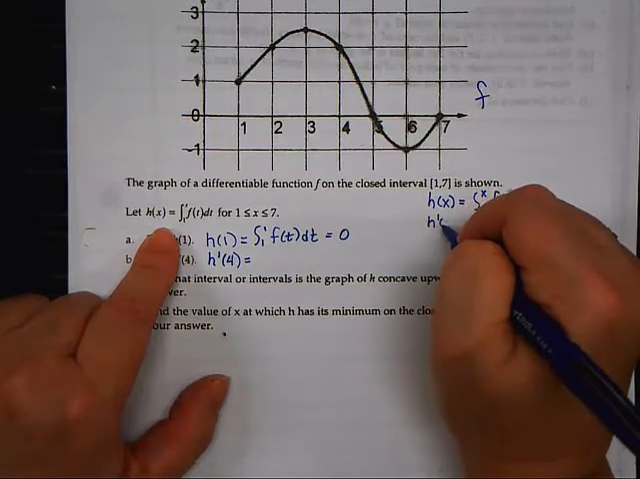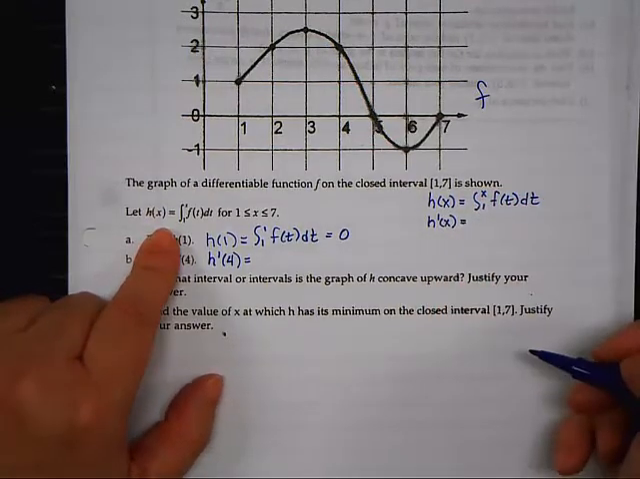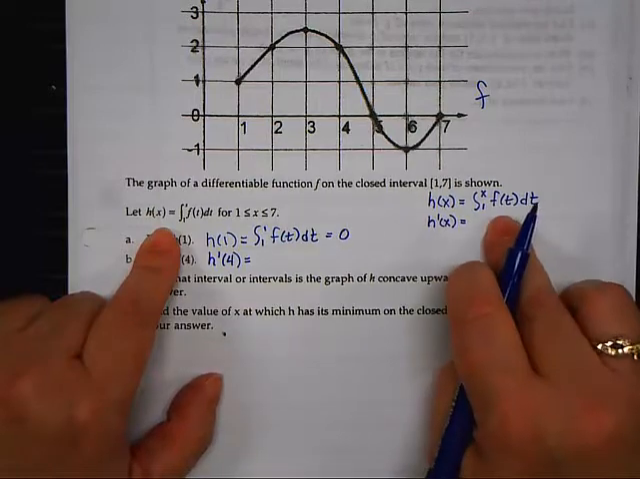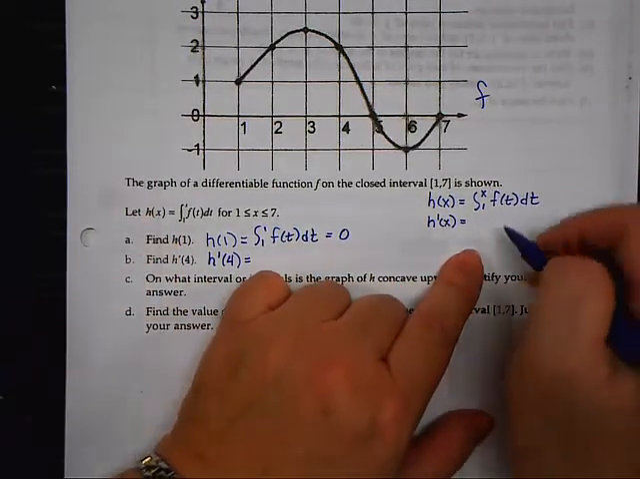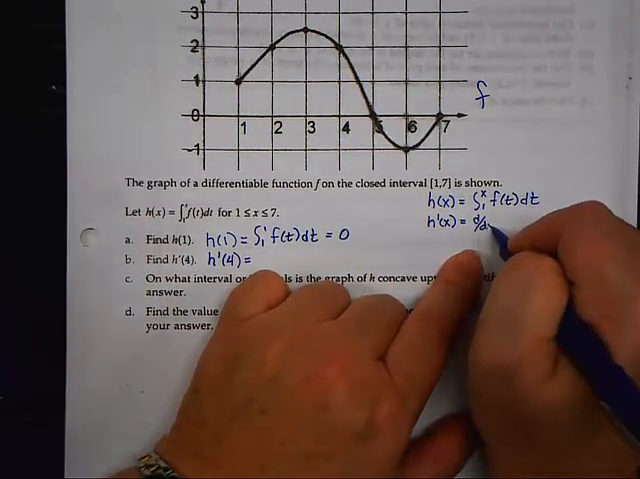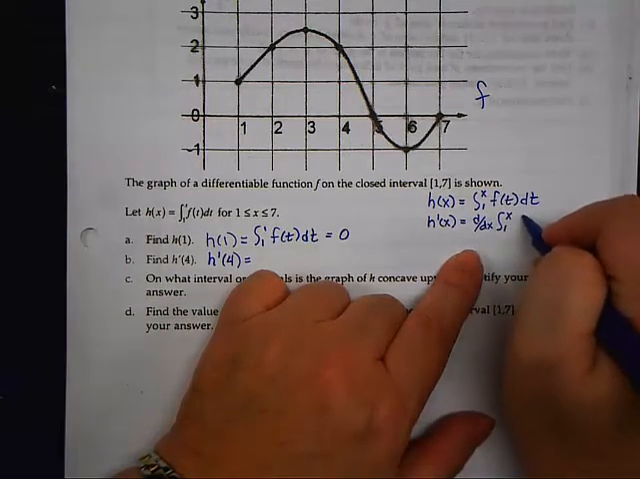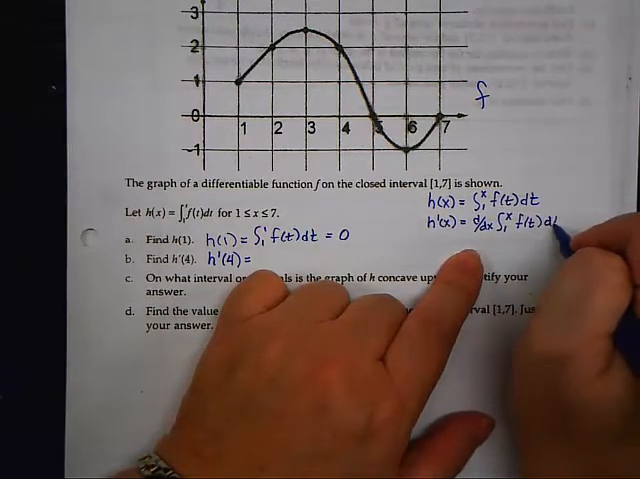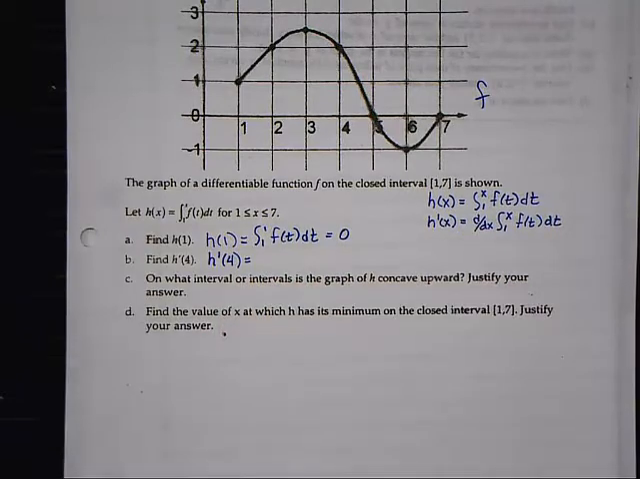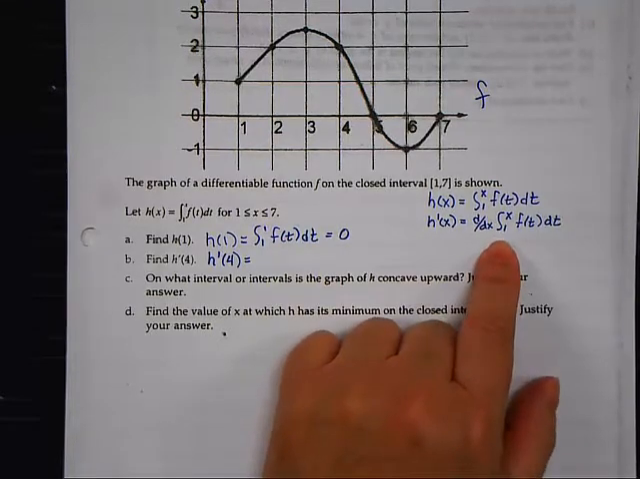If I take the derivative of the left side, I also have to take the derivative of this side. And the way I write it is to put the d over dx in front of it: d/dx of the integral from 1 to x of f of t dt. I took the derivative of the left, and I just took the derivative of the right. Have you seen this before? Please tell me you have seen this before.